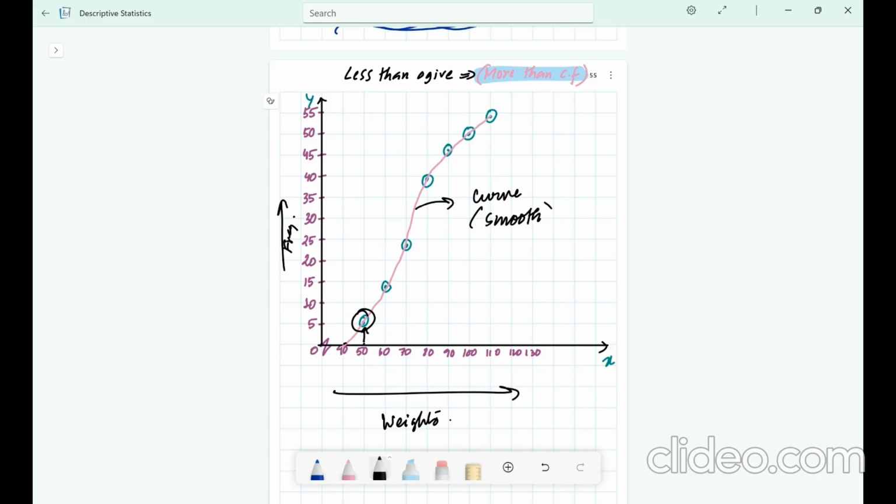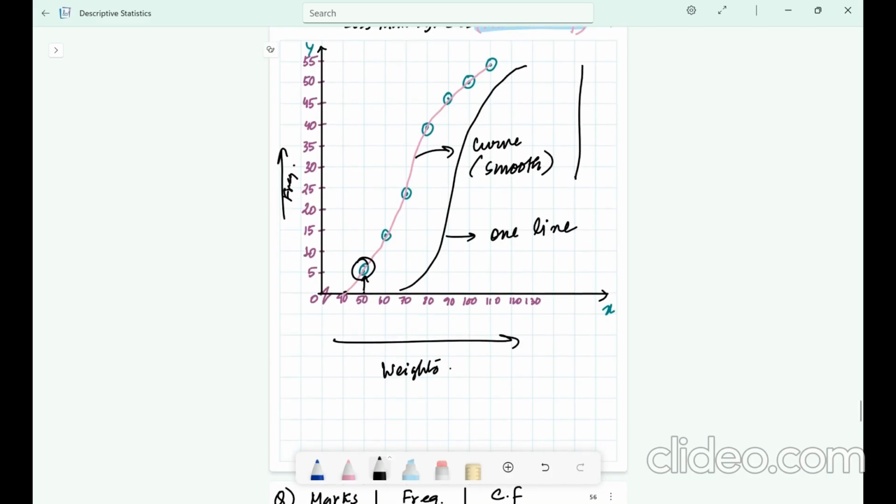Since I drew it digitally, it is not looking smooth, but when you draw it with pen or pencil on paper, you have to make sure that the curve looks smooth and is drawn in one line. You do not remove the pen while drawing. It should be one line.